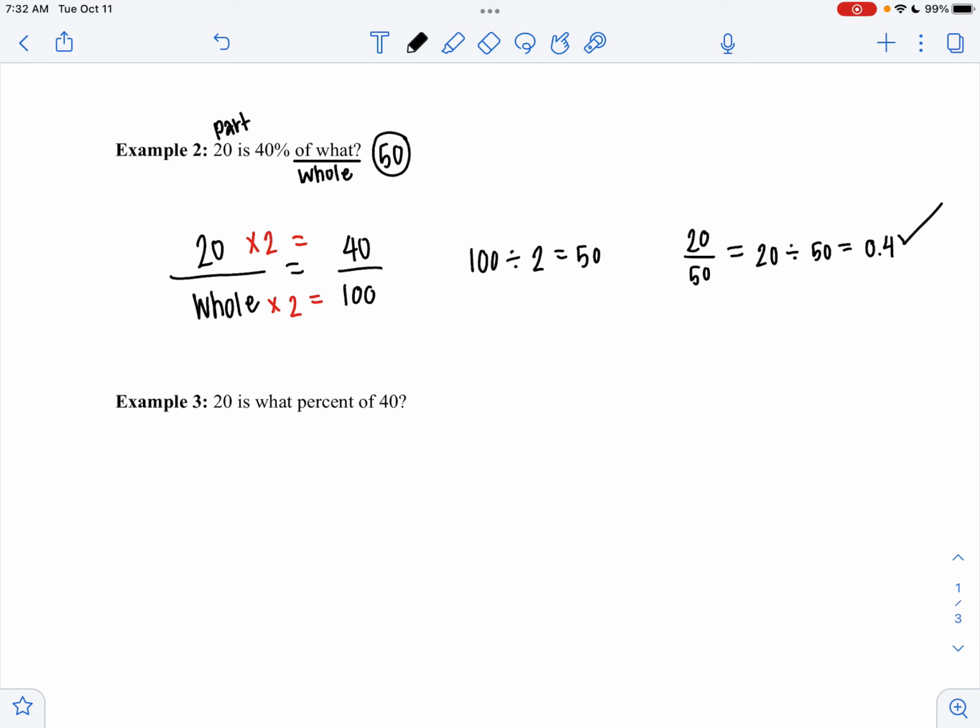Example 3. 20 is what percent of 40? Here, I know that 20 is my part and 40 is my whole. It is not because 40 is bigger than 20, but it's because it says percent of 40, which tells me 40 is my whole. 20 out of 40 is equal to some percent out of 100.